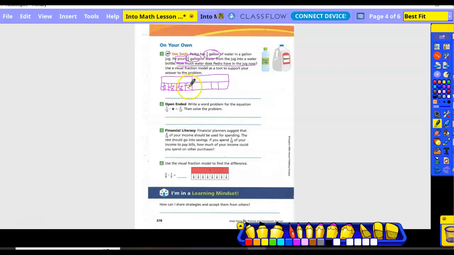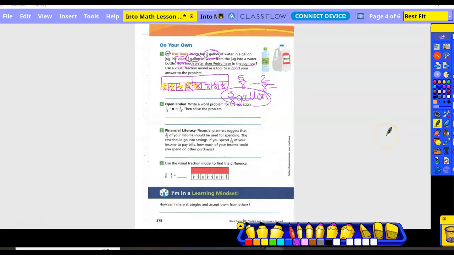Okay, how much of those 1/8 does he have in that jug? 5/8. So I'm going to lightly shade 5/8. How many of those 5/8 does he pour into the bottle? 2. So I'm going to get rid of 2. So if I took 5/8 minus 2/8, what am I left with? 3/8 of a gallon.